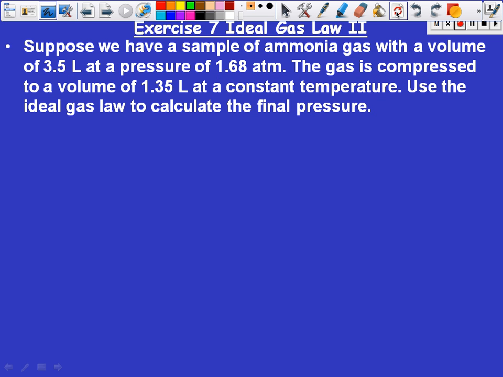Which law will this one be under since it says a constant temperature? You said Boyle's, very good. So since it's at a constant temperature, your T's are going to go away. So remember, Boyle's law was P1V1 equals P2V2. And guys, the ones and twos are arbitrary. It does not matter which one you pick. I always like to say 1 is my initial and 2 is my final. And so notice what they ask you for. They ask you actually for the final pressure. So that's what we're going to solve for, P2.